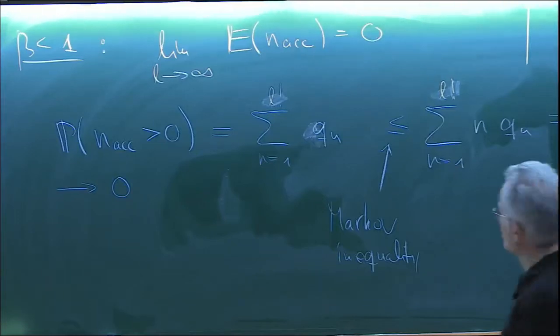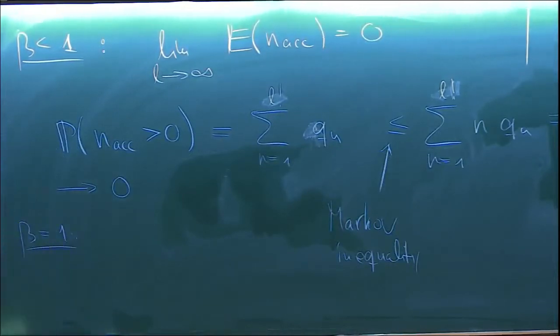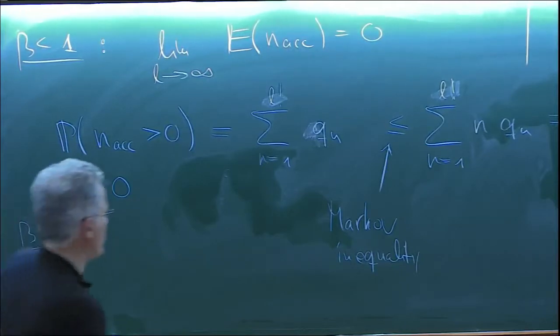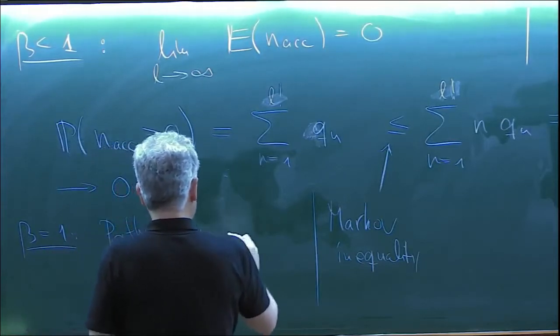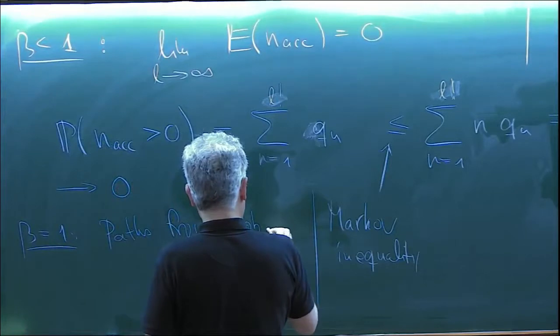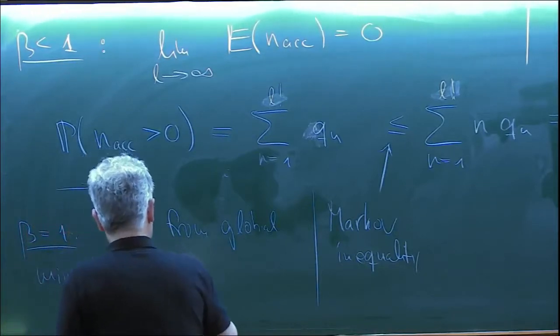Now what happens when beta is equal to 1? Beta equal to 1 essentially means that's the maximal value. So essentially this means that you put your initial point at the minimal possible fitness and the final point at the maximum possible fitness, right? So that basically means that you're considering paths from the global minimum to the global maximum.